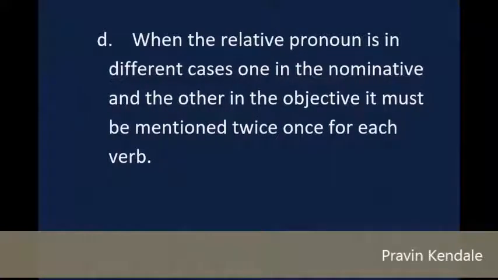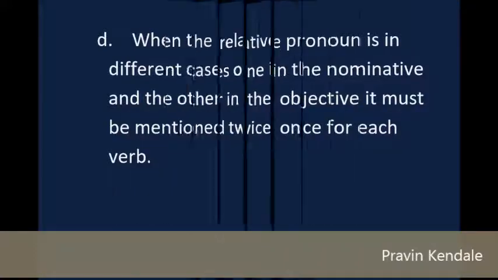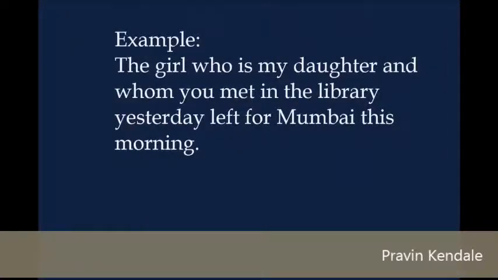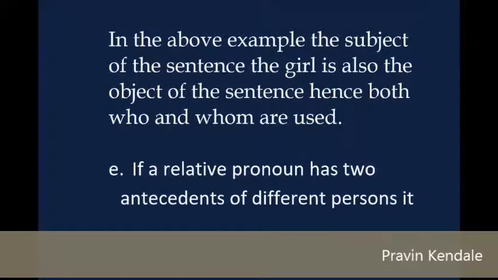D. When the relative pronoun is in different cases, one in the nominative and the other in the objective, it must be mentioned twice, once for each verb. Example: the girl who is my daughter and whom you met in the library yesterday left for Mumbai this morning. In the above example, the girl is the subject of one clause and the object of the other, hence both who and whom are used.